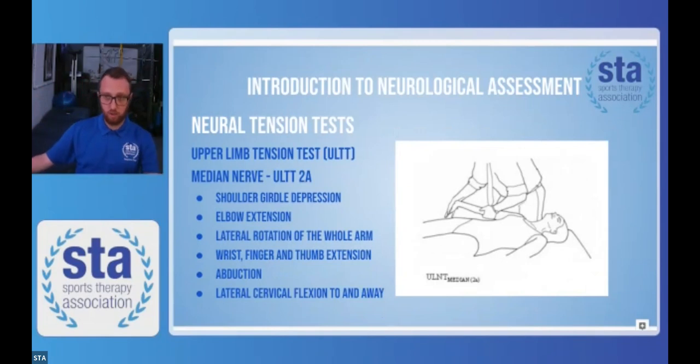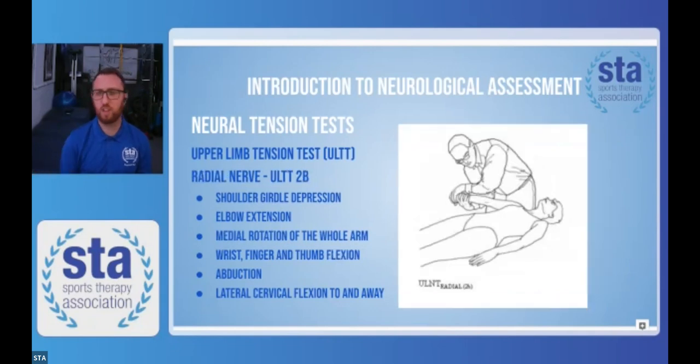Abduction, and then you use your differentiation again from your cervical spine. So it's pretty much the same thing, but this is called upper limb tension test 2A. And the reason it's called 2A is because there's a 2B, but there's no 1A and 1B. So 2B is for radial nerve bias.